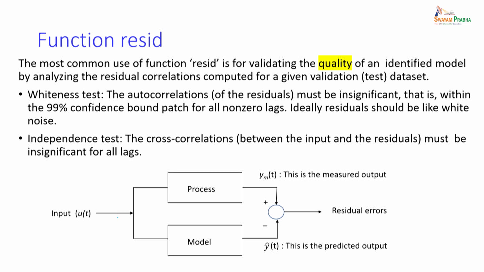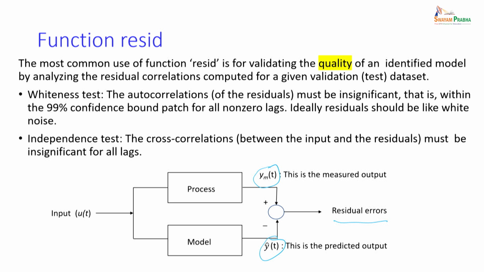So we feed the input sequence to the model, we compare the measured output with the predicted output and compute the errors, the residual errors. What the whiteness test says is the autocorrelation of the residuals must be insignificant, that is, within the 99% confidence bound for all non-zero lags. They should be zero mean and within the 99% confidence bounds. Ideally, residuals should be like white noise.